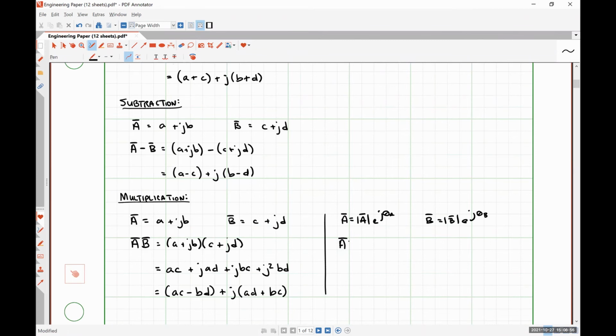So when I multiply complex number A by complex number B, this looks like the magnitude of A e to the j theta A multiplied by the magnitude of B e to the j theta B, which is simply the magnitude of A multiplied by the magnitude of B e to the j (theta A plus theta B). So multiplication of exponential form complex numbers is just you multiply the magnitudes and you add the angles and you get the result.